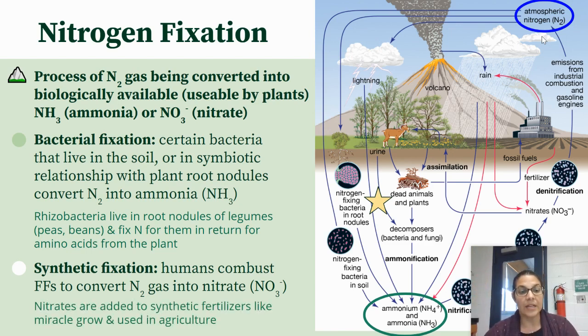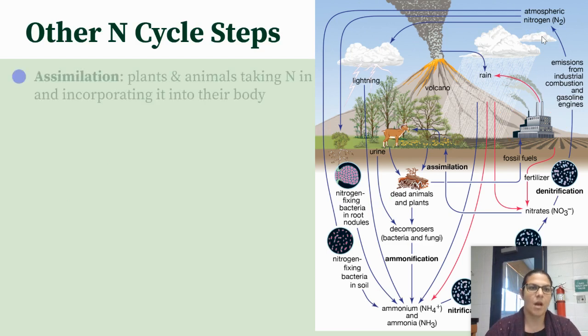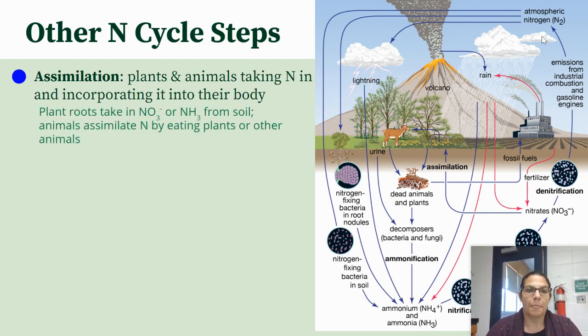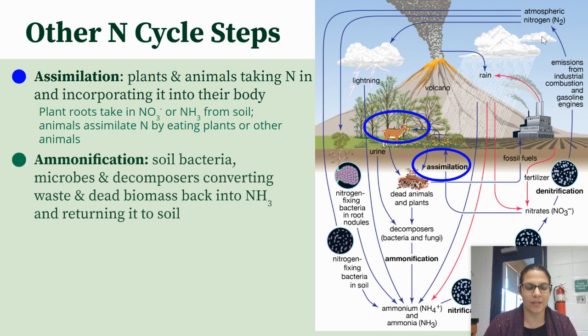Okay. Nitrates are added into synthetic fertilizers like Miracle-Gro. They're used in agriculture. Their base is fossil fuels. You burn fossil fuels to get it. Right. Other nitrogen cycle steps, you have assimilation. That's when the plants and animals take it in and incorporate it into their bodies. And the other thing is that the way that plants get nutrients assimilated is the nutrients have to be dissolved in water. And then the plants take up that water that has dissolved nutrients in it, which is always something that people get tripped up with that.